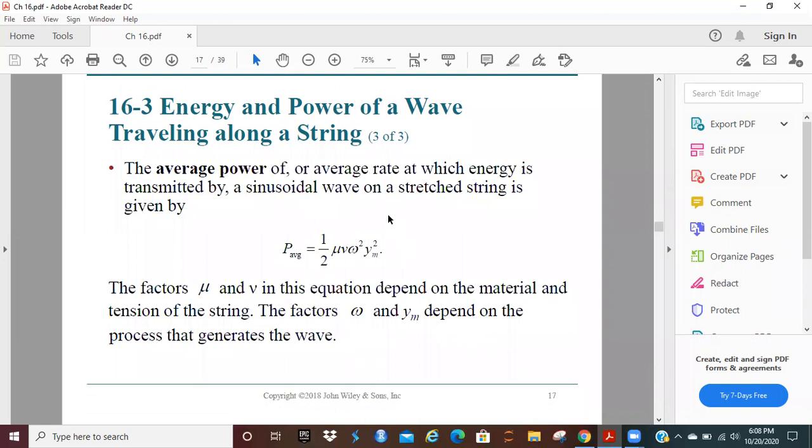The average power, or the average rate at which energy is transmitted by a sinusoidal wave on a stretched string, is given by 1/2 times mu times the velocity times omega squared times the amplitude squared. So the factors mu and v in this equation depend on the material as well as the tension in the string. The factors omega and the amplitude depend on the process that generates the wave.